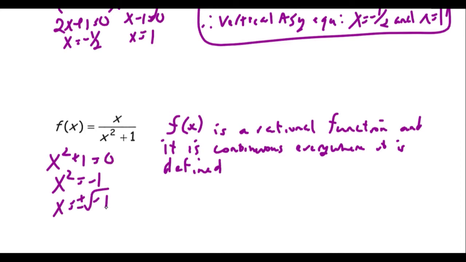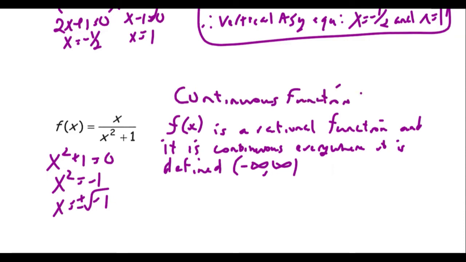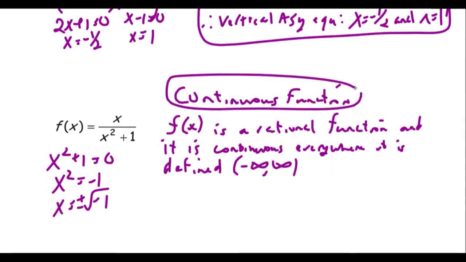That gives i. Okay? Do we graph complex numbers? No, we're looking at all the real numbers. So this is continuous everywhere it's defined, and it's defined from negative infinity to infinity. This is a continuous function. No points of discontinuity. The bottom will never equal 0. It's a continuous function.